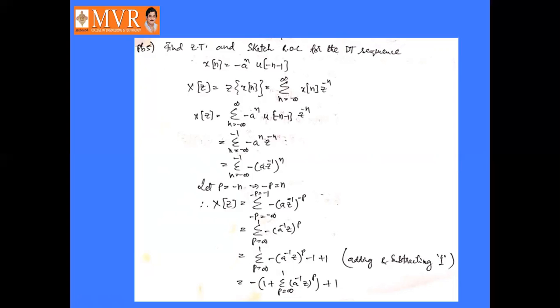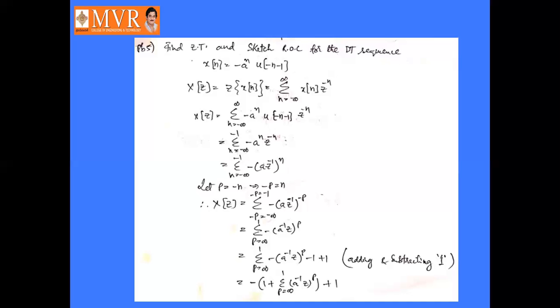Okay. But here it is given as u of minus n. Suppose if it is u of minus n, then it is varying from minus infinity to 0. If it is u of n, it is varying from 0 to infinity. But here it is given as u of minus n minus 1. It means that it is shifted towards left by 1 unit. That is, sigma n is varying from minus infinity to minus 1 only.